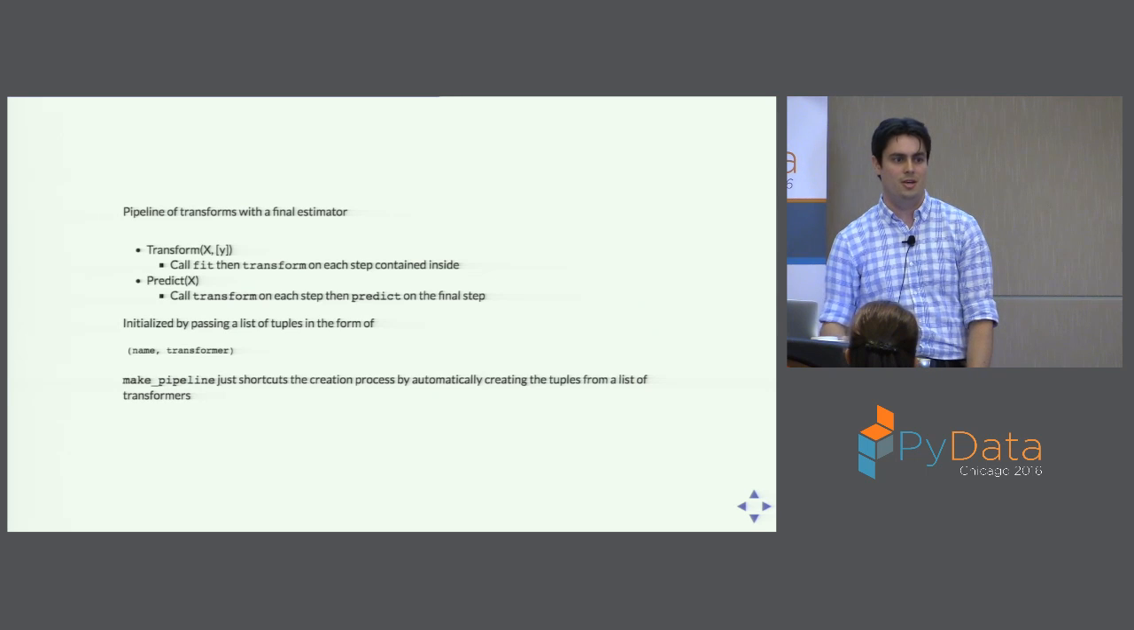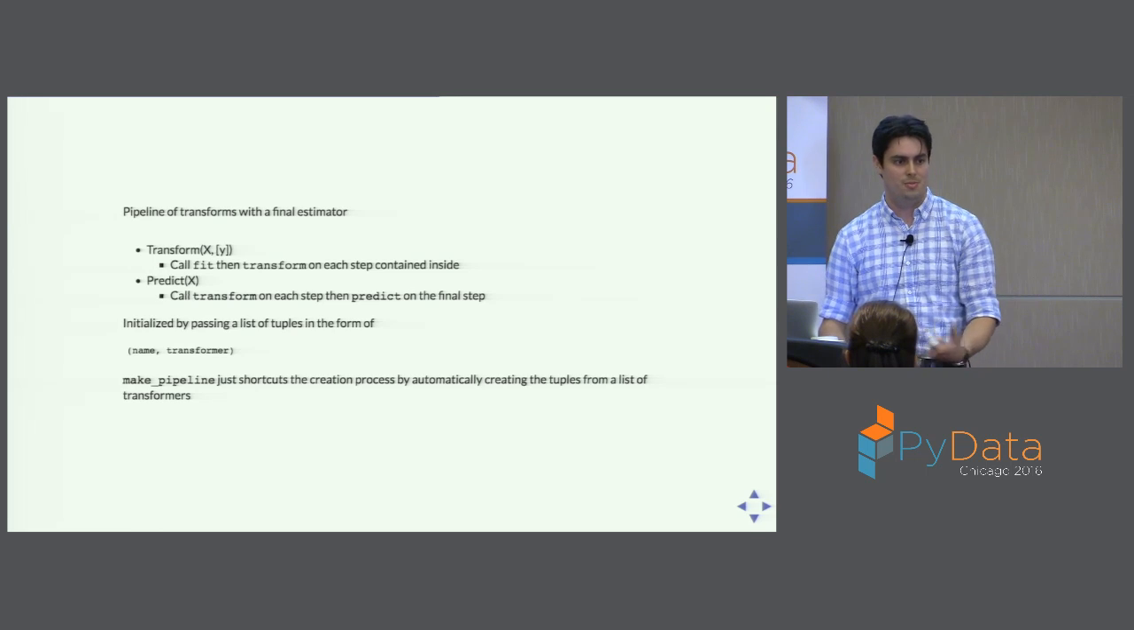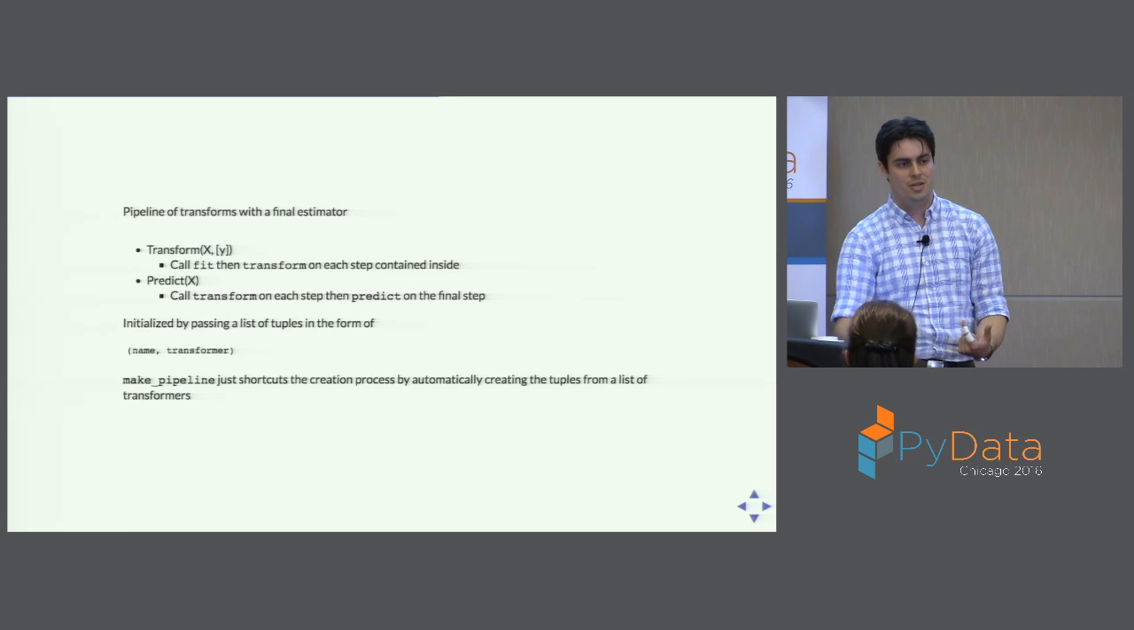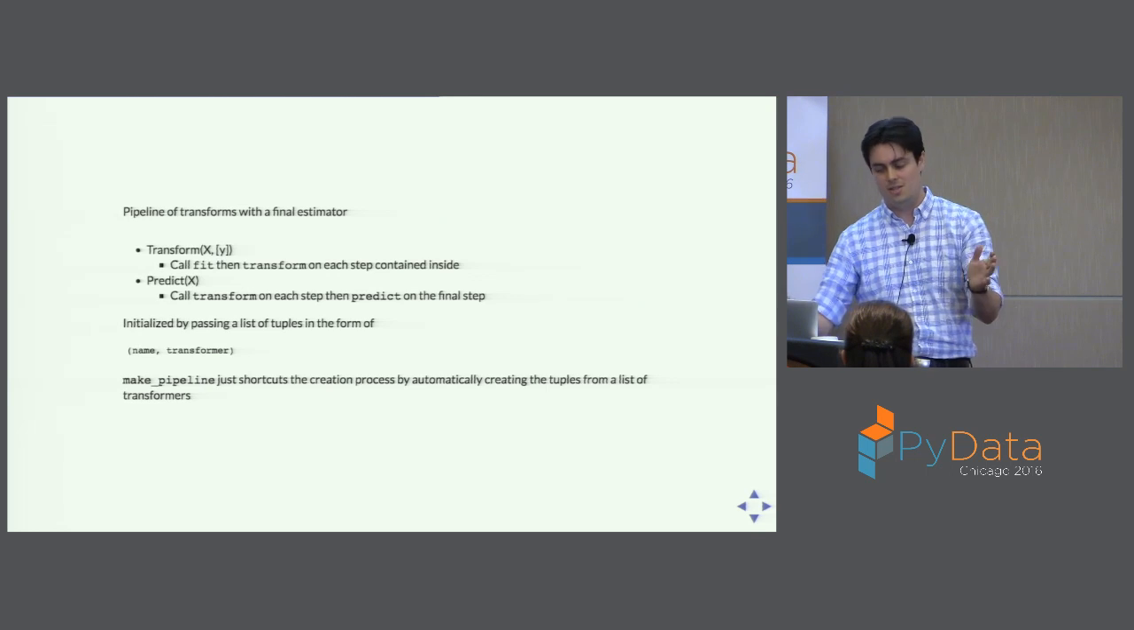Make pipeline, that thing I called. Right, so to initialize, you pass a list of tuples with the name of the transformer or estimator followed by the actual object. This gets really verbose really fast. If you do this a lot, they have a shortcut. It's called make_pipeline. It just skips that. You hand it a bunch of objects, and it creates that list.